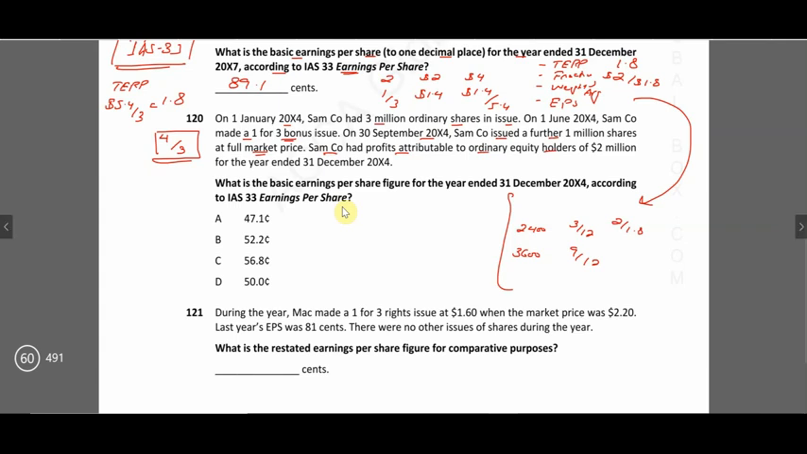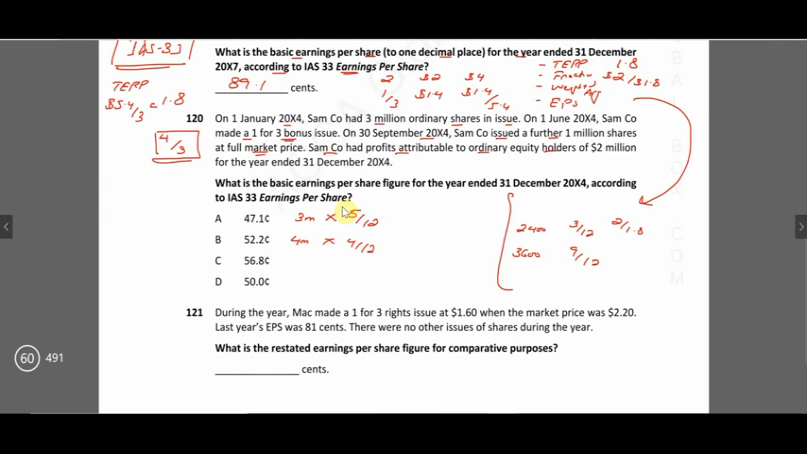So you see there are 3 issuances of shares. On 1st January, they were having 3 million shares. On 1st June 2004, they did another share issue. So these 3 million were for 5 months, 5 by 12. And then on 1st June 2004, SAM company made a 1 for 3 bonus issue. Now 1 for 3 means that previously there were 3 million shares and now they're going to be 4 million shares. And these 4 million shares will be till 30th September. Now you see 4 million from June, July, August, September, 4 by 12.